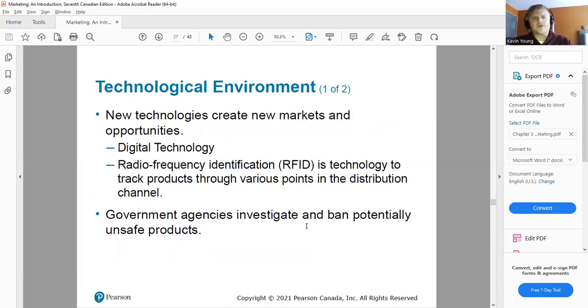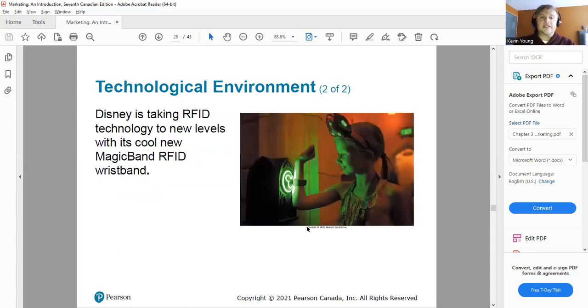The tech environment. New technologies create new markets. We've got digital tech, we've got radio frequency identification, and government agencies investigate and ban potentially unsafe products. So there is government regulation or government involvement. Disney is taking RFID tech to new levels with its cool new Magic brand RFID wristband. Feel free to Google that.